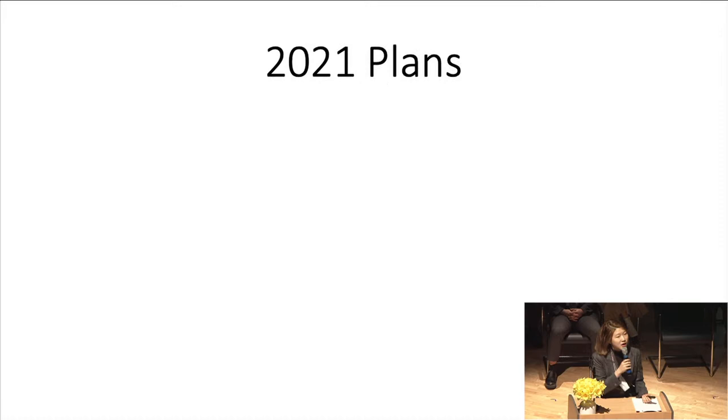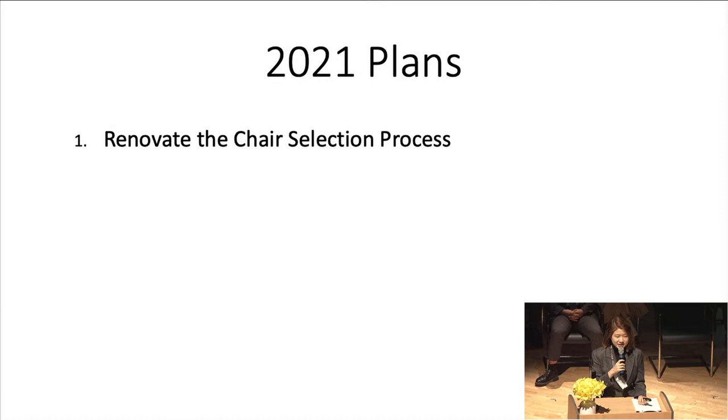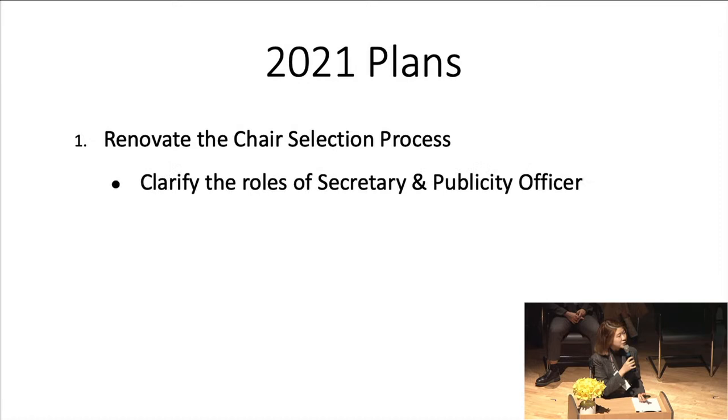For the rest of the year, we also have a couple of plans we would like to share. Apart from the general administration of societies and helping them with their enrichment weeks, we would like to first renovate the chair selection process. There have been requests to do this in the society satisfaction survey that we sent out at the beginning of the year. And alongside that, we would like to clarify the roles of the secretary and publicity officer as soon as possible.